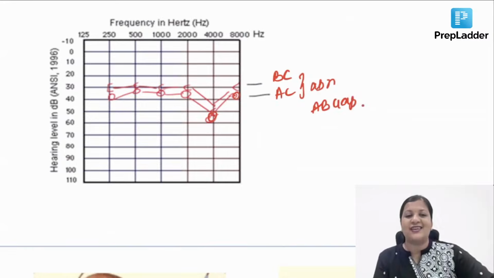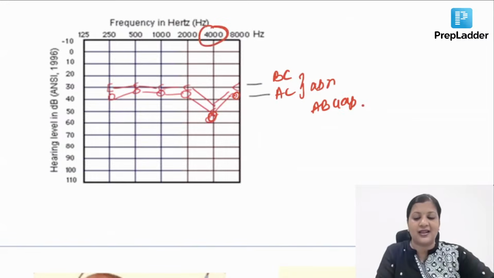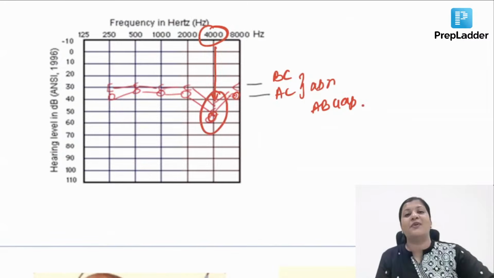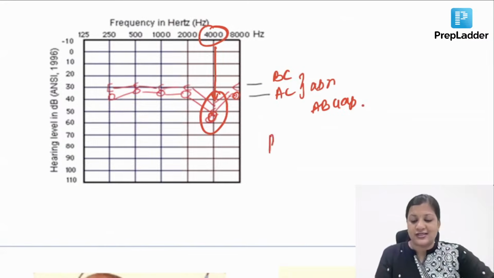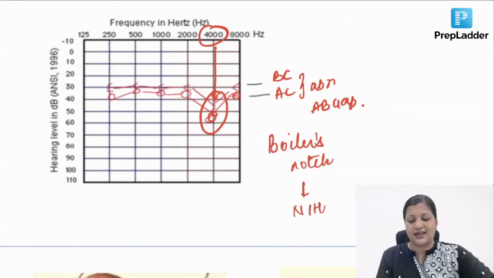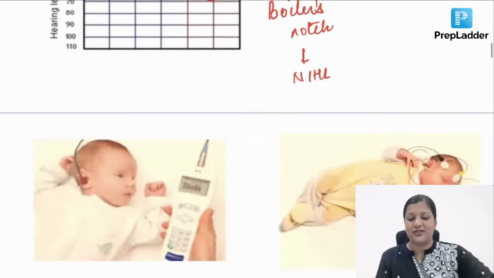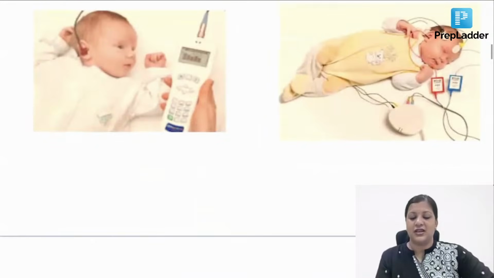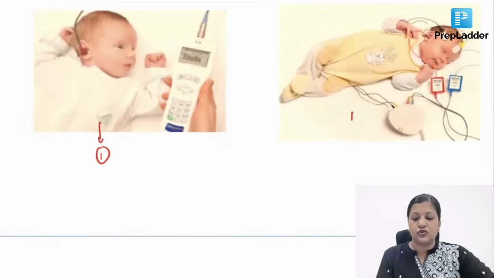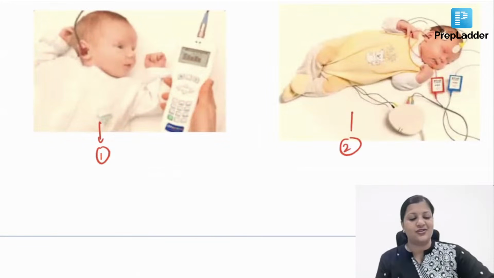And what do you see here? If AC, BC both are abnormal, you're thinking of SNHL. But there's something that is strikingly showing to you. At 4000 hertz, there is a dip in AC and BC. What will you call this? You will call this Boiler's notch. And where do you see this Boiler's notch? You see this Boiler's notch in noise-induced hearing loss. Right? So that's done.